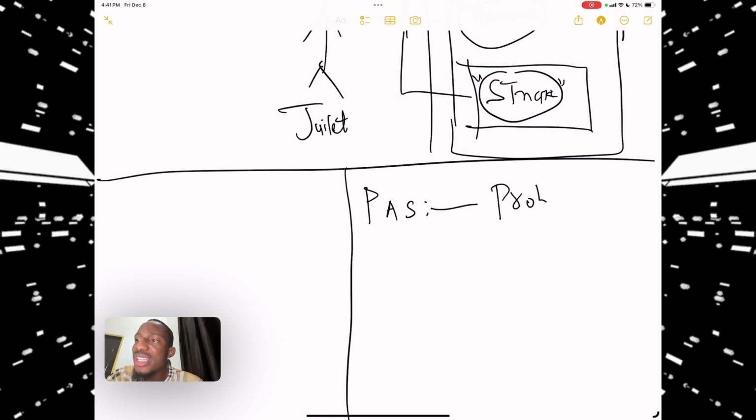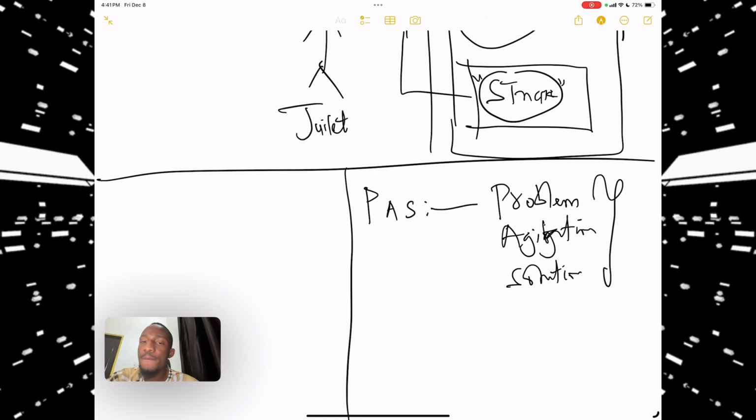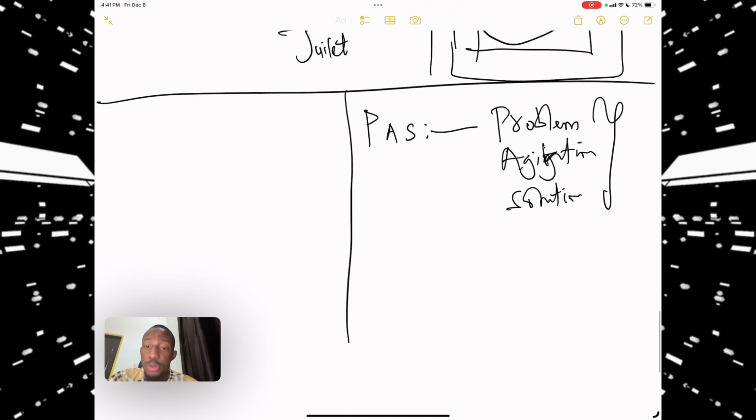So you create a series of content. A is agitation, and then S is the solution. Right. You want to make sure that you're providing content that cuts across the three areas: the problem, you agitate the problem, and then you offer the solution. Right. So, in talking about the problem, you want to create content.